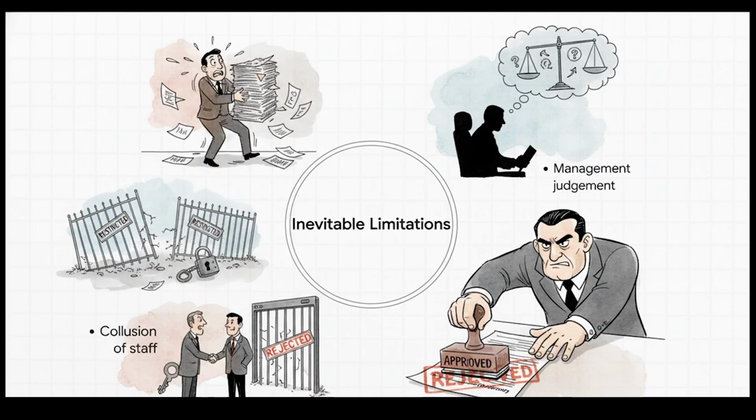You've got basic human error, someone is just tired and makes a typo. Then there are ineffective controls that sound great on paper but simply don't work in practice. But honestly, the most dangerous limitations are the deliberate ones. Collusion, where two staff members secretly team up to bypass segregation of duties, and management override, where the boss basically abuses their power to force a fraudulent journal entry through.